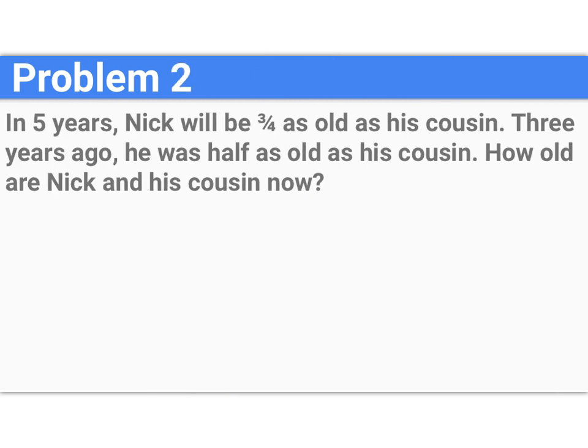Okay, in 5 years, Nick will be 3/4 as old as his cousin. So Nick, in 5 years, will be 3/4 of his cousin plus 5. Okay. So let's do some algebra. Nick plus 5 equals 3/4 C plus 15/4.